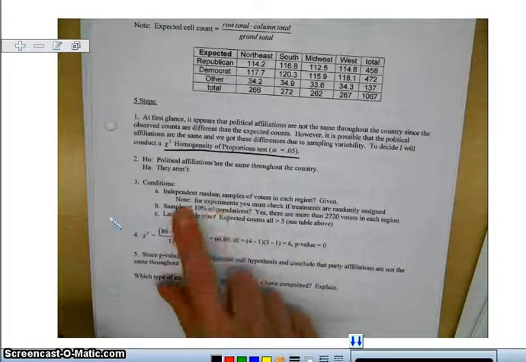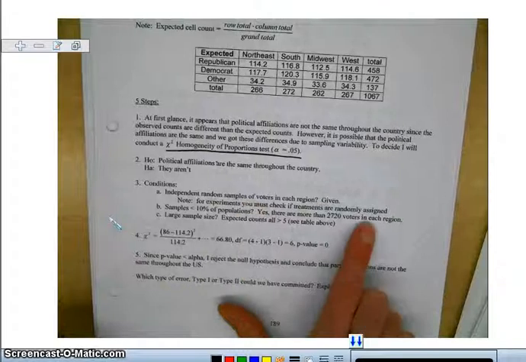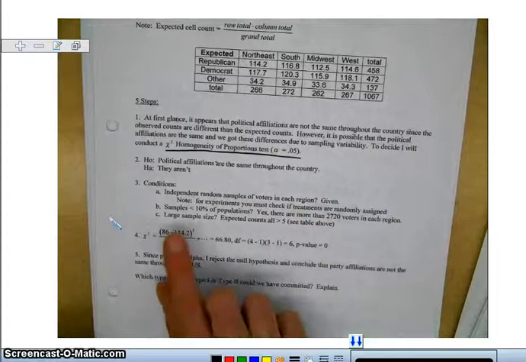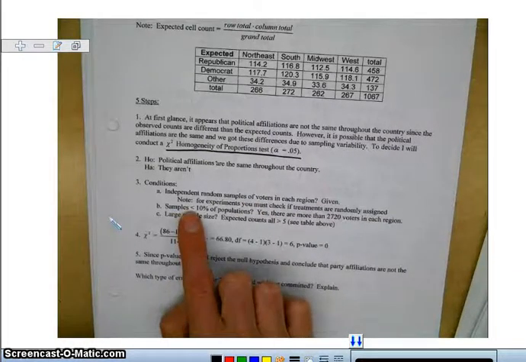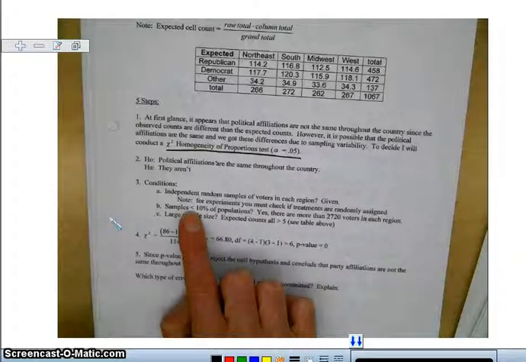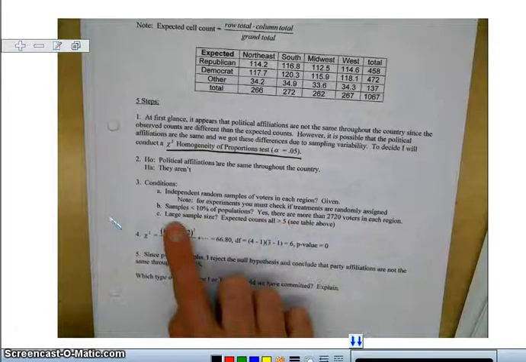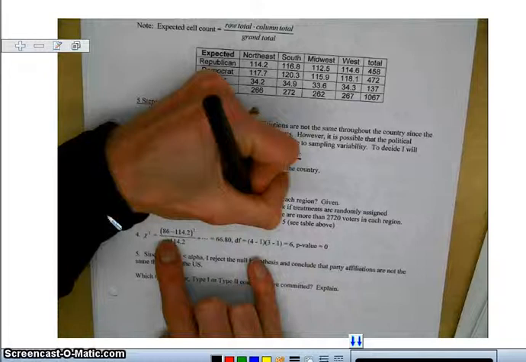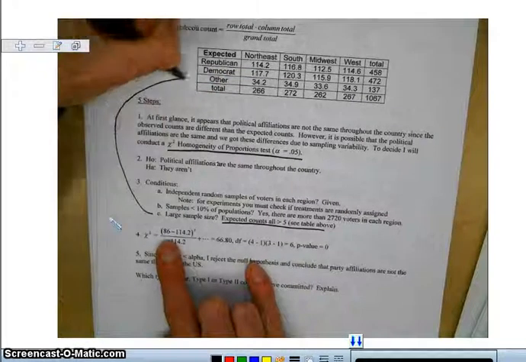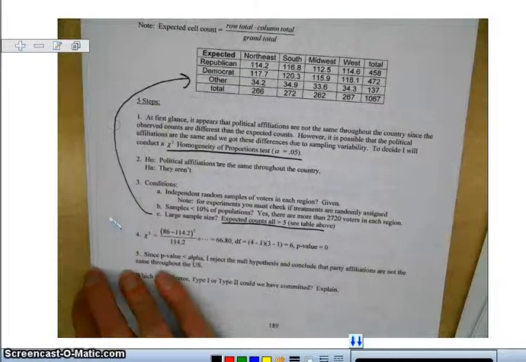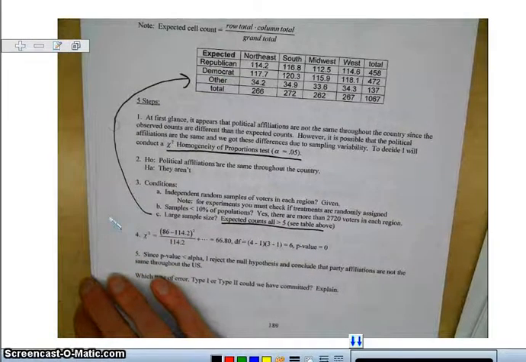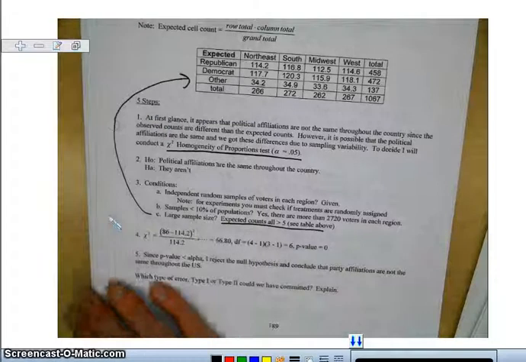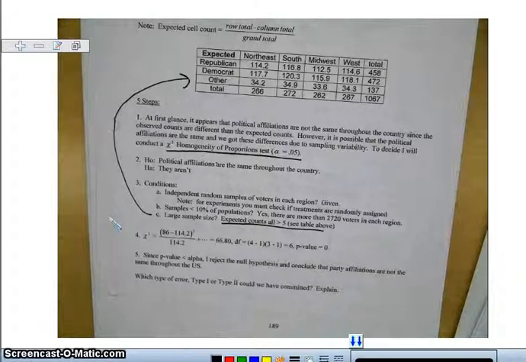All right, our conditions, was it an independent random sample? Yes, it was. That was given. And if it's an experiment, you have to check if the treatments are randomly assigned. We would assume that 1,067 is definitely less than 10% of the population, yes. And is it a large sample size? You have to have your expected counts written somewhere. So there's my expected counts, and they are all greater than 5. So you can't just say that, you have to also write down your expected value table.